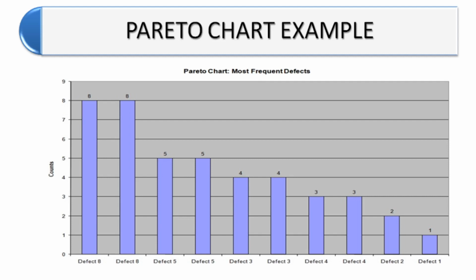So this is the Pareto chart. How many times are defect 6 and defect 8 occurring? Defect 6 occurred 8 times and defect 8 also occurred 8 times. By joining all these points you will get a Pareto curve.